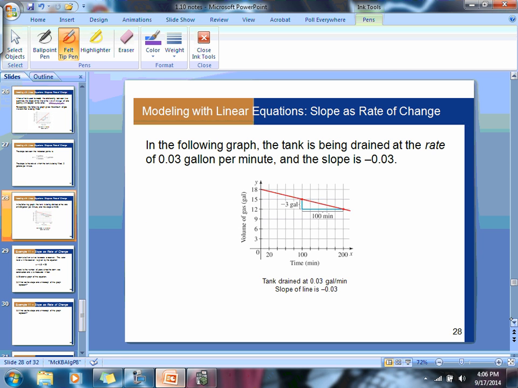And then you could reverse it as well. Once you start driving your car around, the tank of gas is going to get drained. And they calculated that it drains at a rate of 0.03 gallons per minute. So you're going to go down and over. So here they have whole numbers. Okay, this is 0.03, 3 hundredths. So you would go down 3 for every 100, down 3 gallons for every 100 minutes.